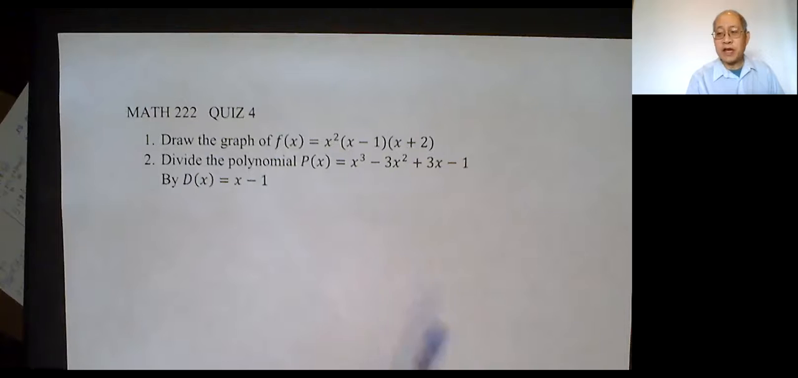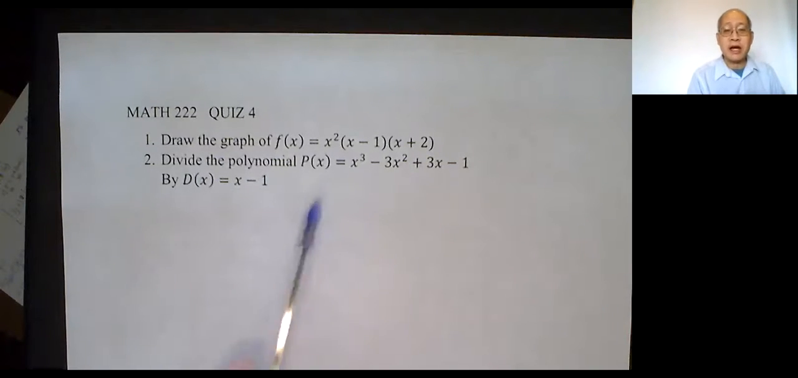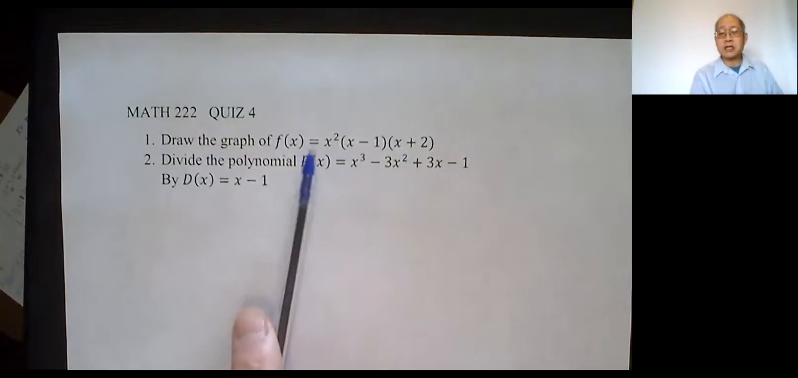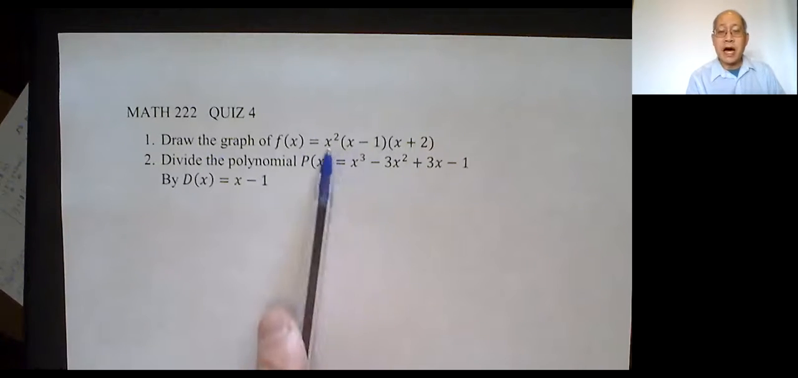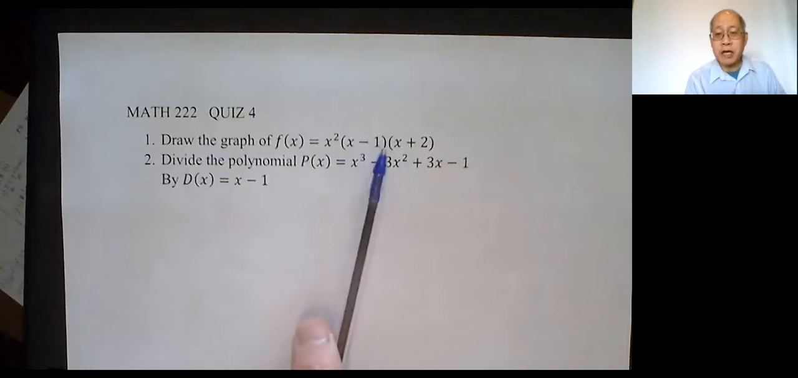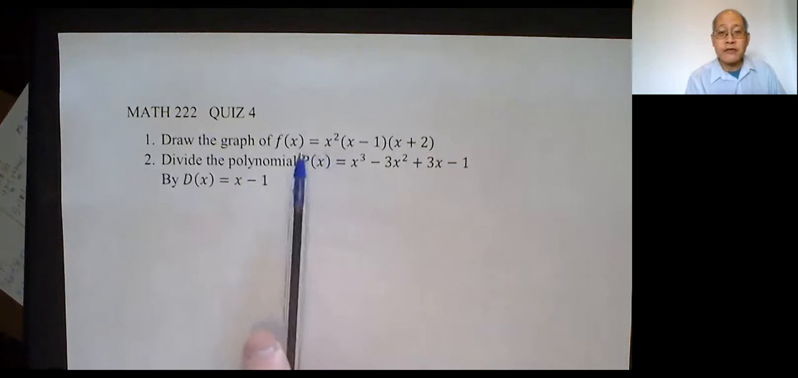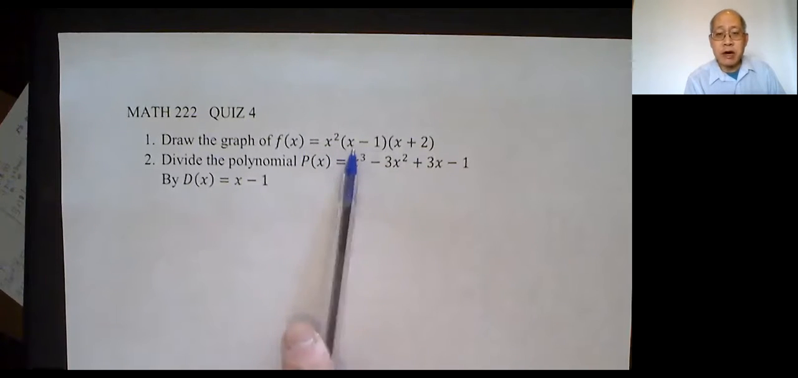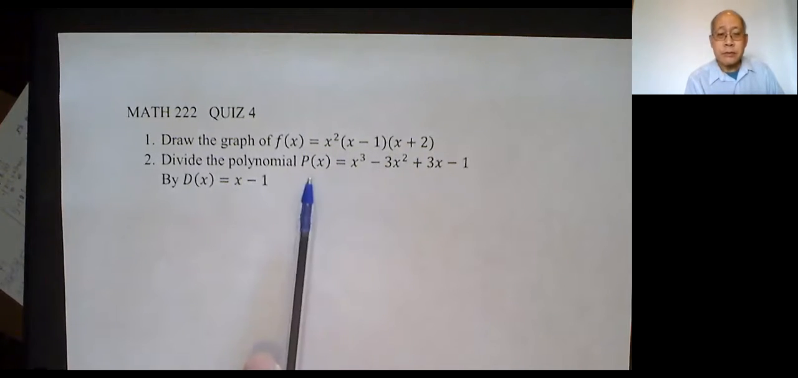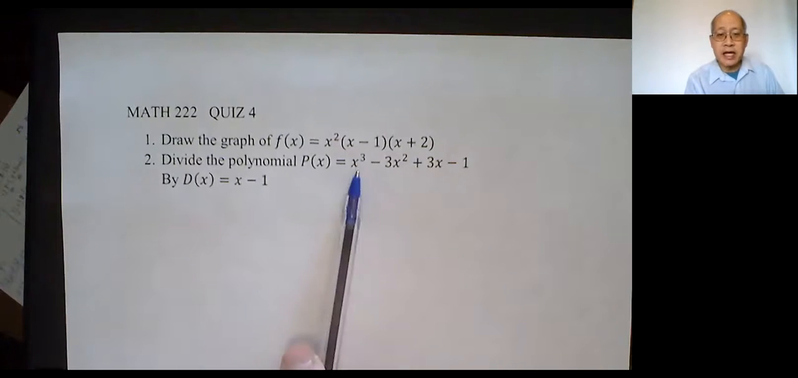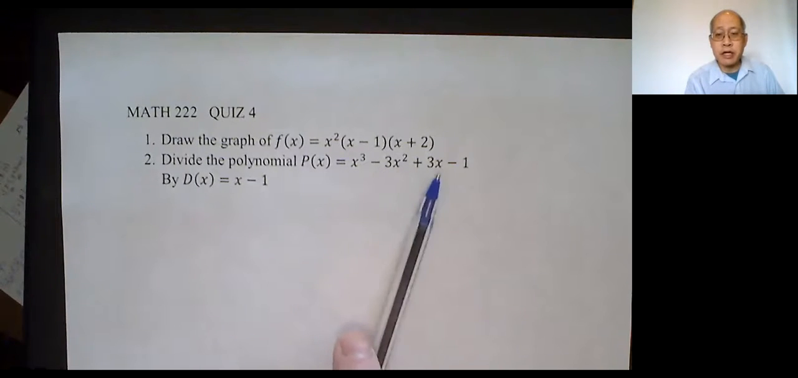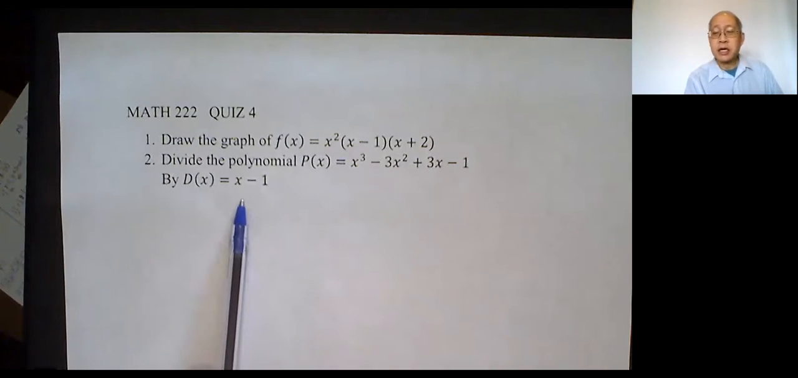For this one I need a graph, and show me the analysis. Now, some of you have a graphing calculator, so you could just type it in your calculator and it gives you the answer. I'm not going to accept that. I need to see your complete analysis of it. So show me, how did you get to 0? How do you know the end behavior? It goes up or it goes down and whatnot. So f of x equals x squared times x minus 1 times x plus 2. Then divide x cubed minus 3x squared plus 3x minus 1 by x minus 1.